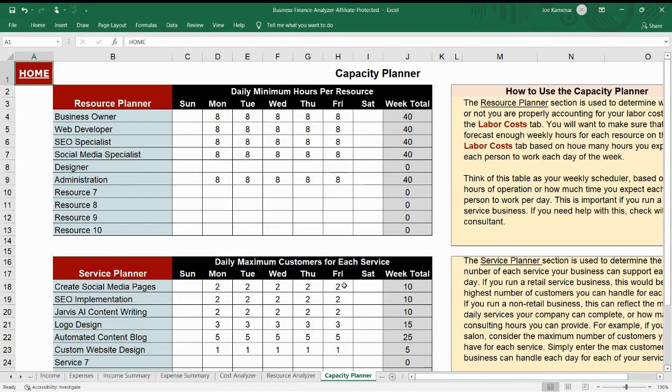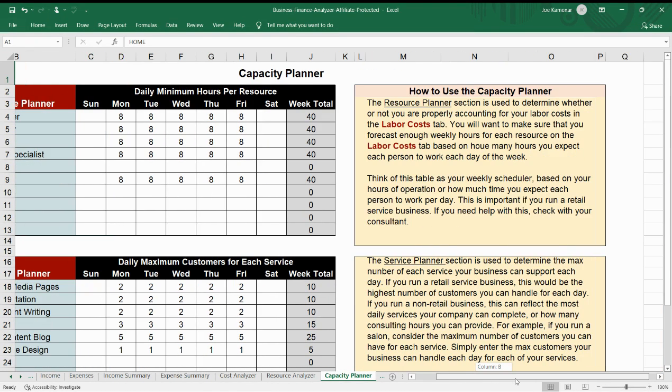Now let's take a look at what I call capacity planner. This is another "does it pass the smell test" screen to work with. The purpose of this is there's two pieces here. One is minimum hours you need for each resource, and the second is the maximum number of customers for each service. The instructions are here on the purpose of it, and it's used to determine whether or not you're properly accounting for your labor costs in your labor cost tab.